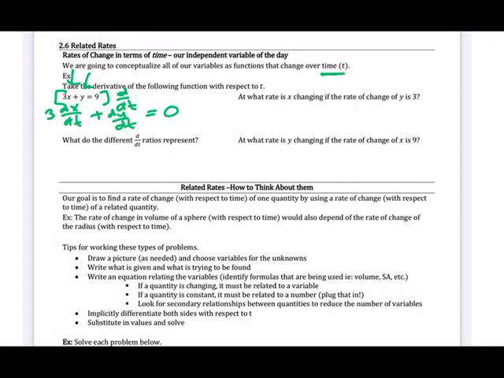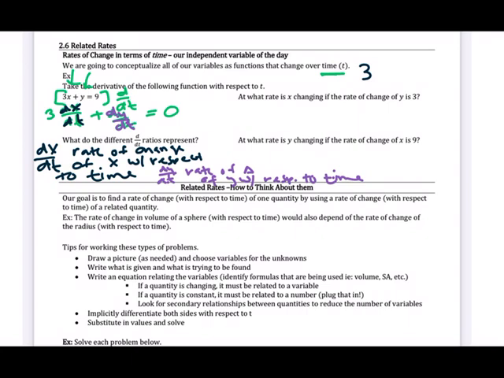So each of these separate things, dx/dt and dy/dt, are really just talking about their rate of change with respect to time. So dx/dt is the rate of change of x with respect to time, and dy/dt is the rate of change of y with respect to time. So if we look at this equation, 3 times dx/dt plus dy/dt equals 0, I could solve this equation anytime I know either what dx/dt is or what dy/dt is.